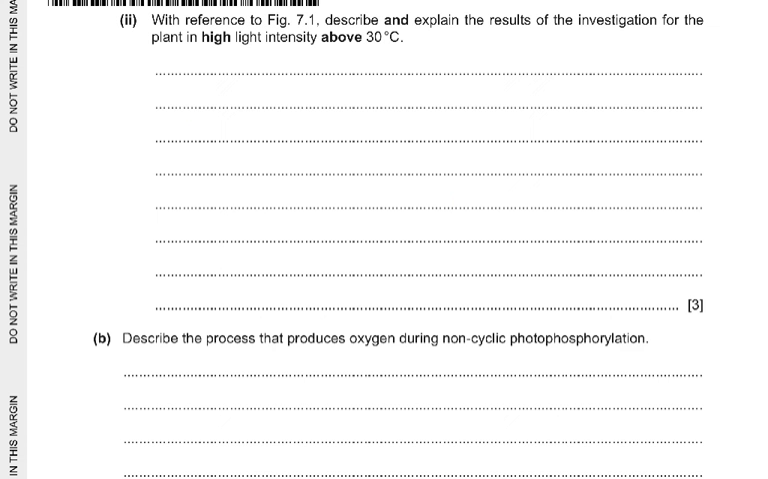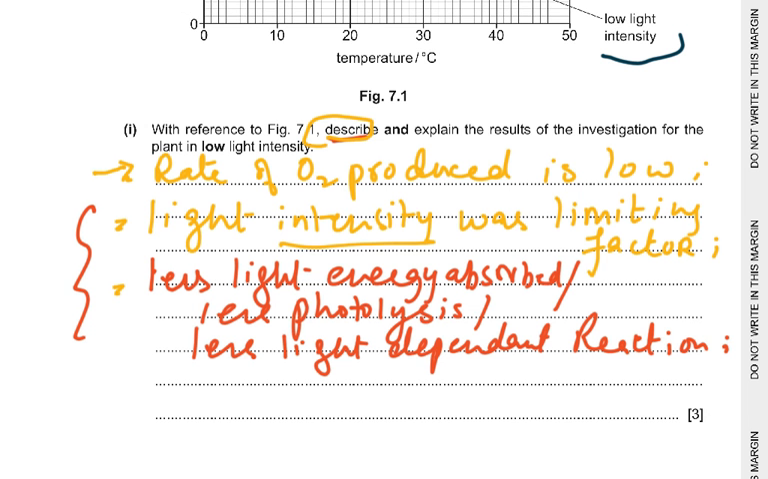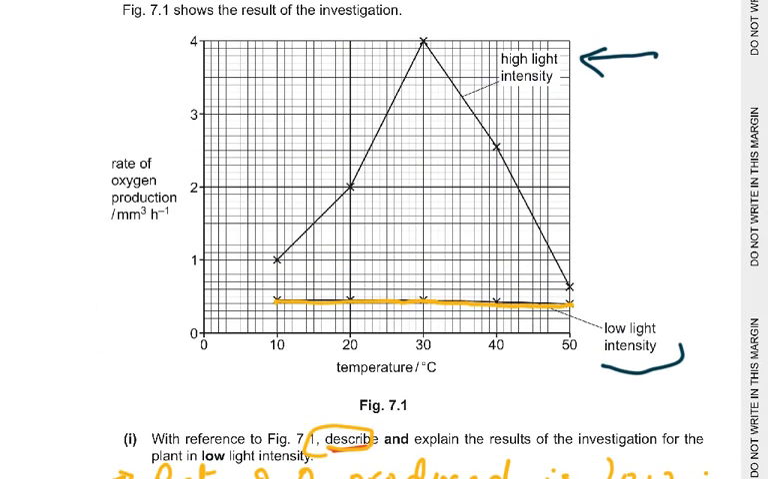And part 2 of the question says, with reference to figure 7.1, describe and explain the results of the investigation for the plant in high light intensity above 30 degrees Celsius. So let's look at the graph again. Above 30 degrees Celsius, the rate is decreasing. This is 30 degrees Celsius. So the rate of oxygen produced is decreased. You got a mark for that.